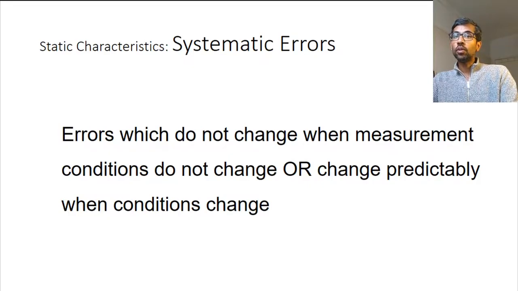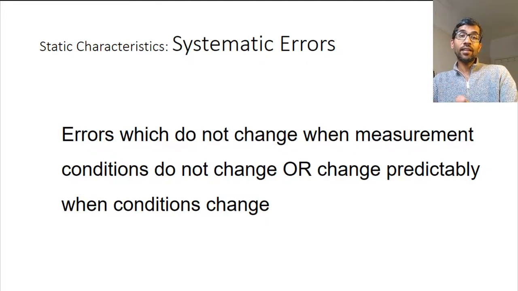Let's say you change the input quantity that you're measuring using the sensor, and the output of the sensor changes. There is an error, but it changes systematically. As you increase the input quantity, the error also either increases or decreases in some way. So there is a predictable quality about the error. Such errors are called systematic errors.